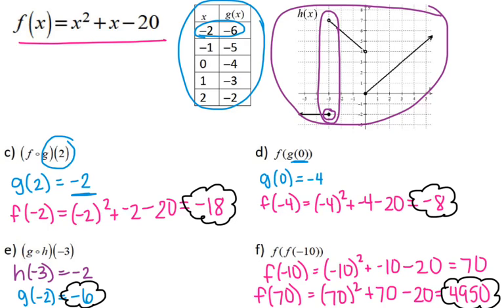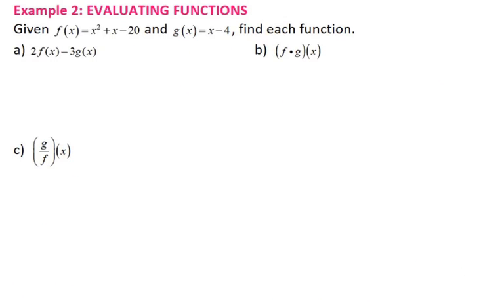So that's working with the functions with numerical values. Now we're going to look at the functions with just regular functions, so just expressions. So letter A, I'm taking 2 times f of x minus 3 times g of x. So f of x is x squared plus x minus 20. G of x is x minus 4. So when I'm rewriting this, I'm just going to put the correct functions in the right spot.